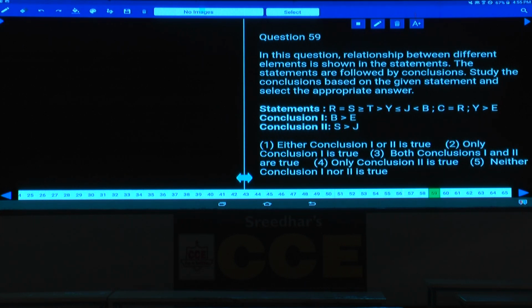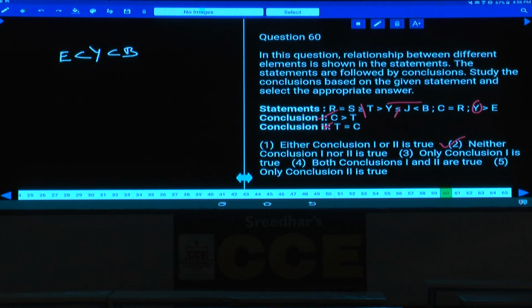59, B and E. B and E, tell me what is the letter which is common here? Y is common. Y lesser than B, and here Y greater than E. As Y is greater than E, E is lesser than Y. E lesser than Y, Y lesser than B. Now between B and E, E lesser than B is true, B greater than E is true. Then coming to the next one, S and J. S is here, J is here, between S and J, 1 greater than, 1 lesser than, 2 opposite symbols, no relation between these two. Only conclusion 1 follows, that is choice 2, 59.